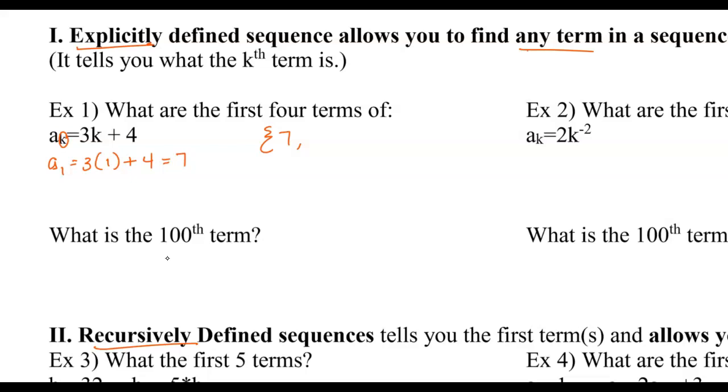Oh, I forgot to mention. Sequences are written in set notation. So just like we do domain and range sometimes in set notation with the squiggly bracket, we do sequences in set notation. Okay. Then we do the same thing to find the second term, A sub 2. But this time we're plugging in 2 instead of 1. 3 times 2 is 6 plus 4 is 10. So our second term is 10.